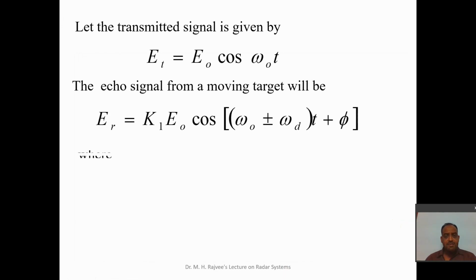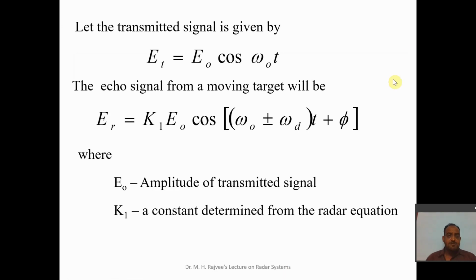Now any signal which is transmitted, let the transmitted signal be given by Et equals E naught cos omega naught t. This is the standard representation of any sine wave, a continuous wave. The echo signal from a moving target, that is the return signal. The incident signal has three changes related to the echo signal. The same signal goes, hits the target and comes back in the form of Er. These two signals have three kinds of difference.